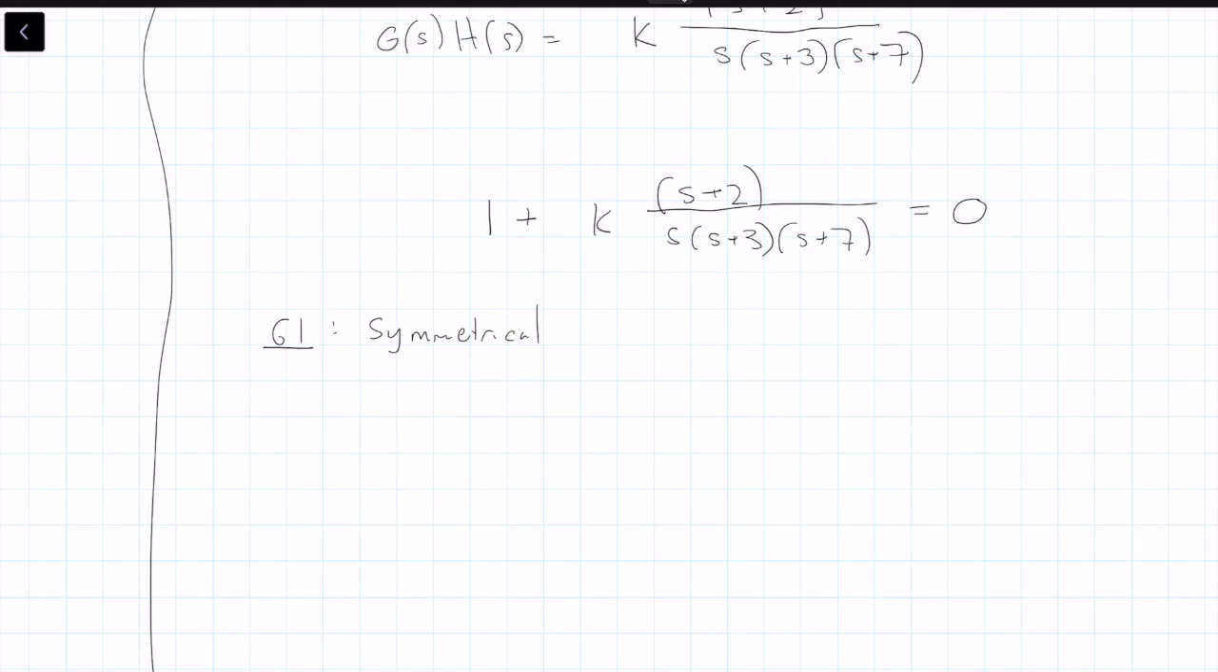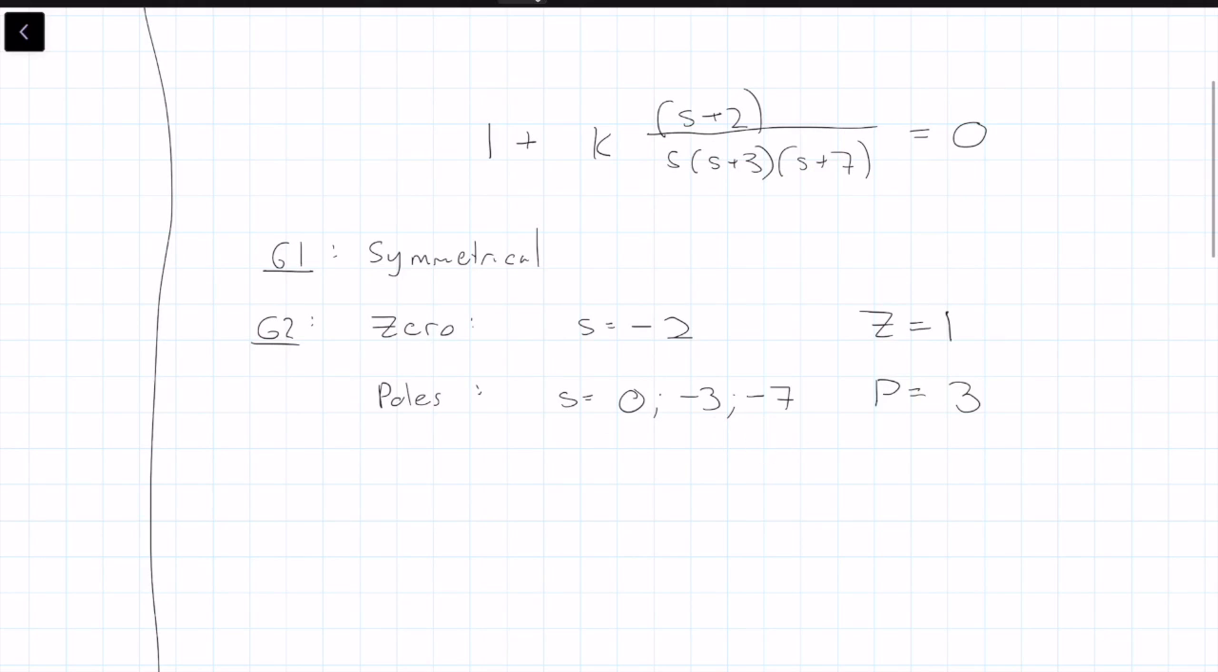So we start off by looking at the numerator, or the top, to see the number of zeros. Let's go to guide 2. The zero is s equal to minus 2, so the number of zeros is z equal to 1. For the poles, we look at the denominator and we can say that s is equal to 0, or minus 3, or minus 7. Therefore p is equal to 3, because we have 3 terms here, and so p minus z, which we often need, is 3 minus 1, which is equal to 2.